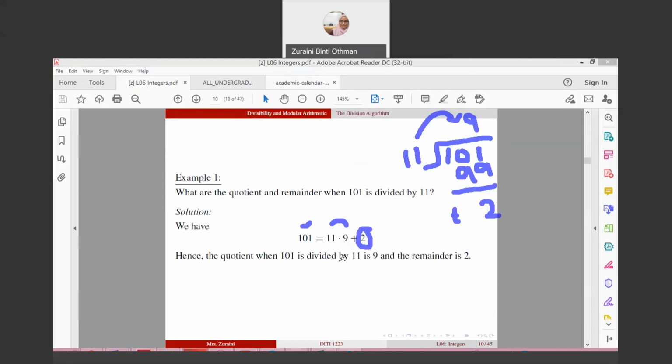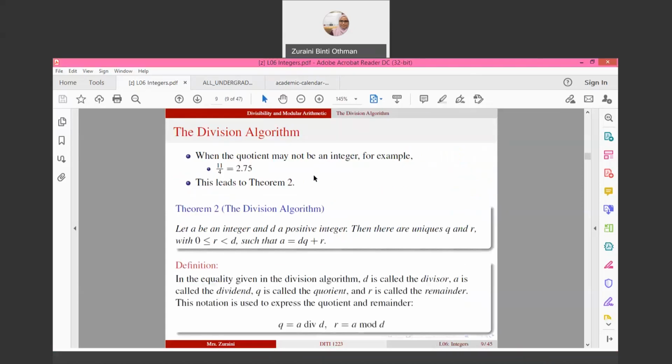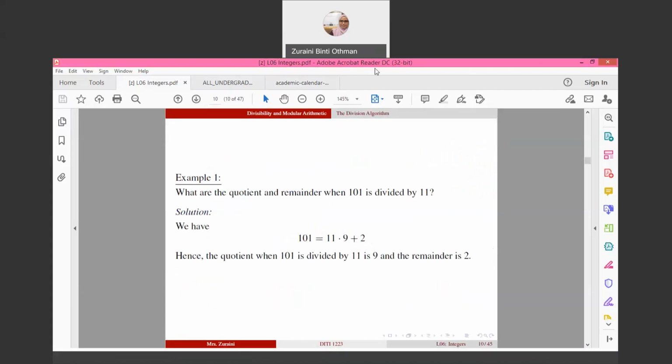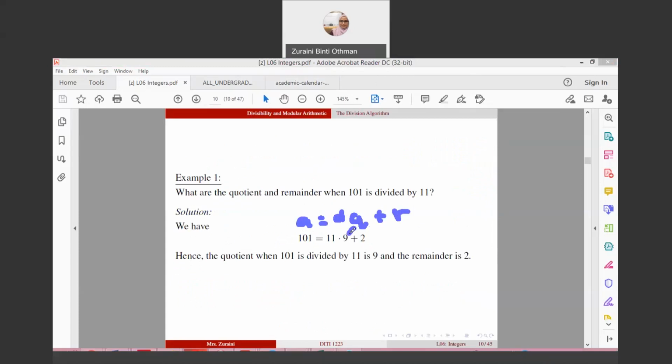Okay, 2 ni ialah remainder. So, hence the quotient when 101 is divided by 11 is 9 and the remainder is 2. So, when we want to form it in the previous here, A is equal to DQ plus R. Okay, this is the quotient and this is the remainder.